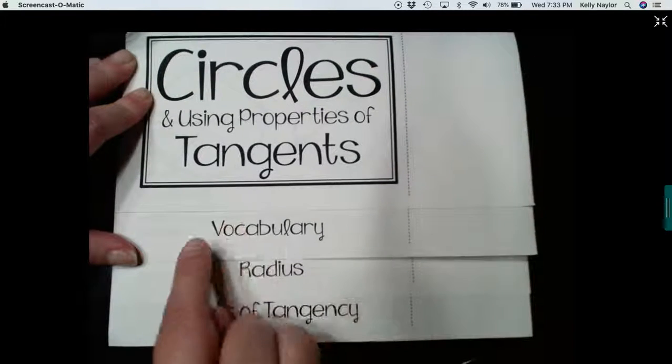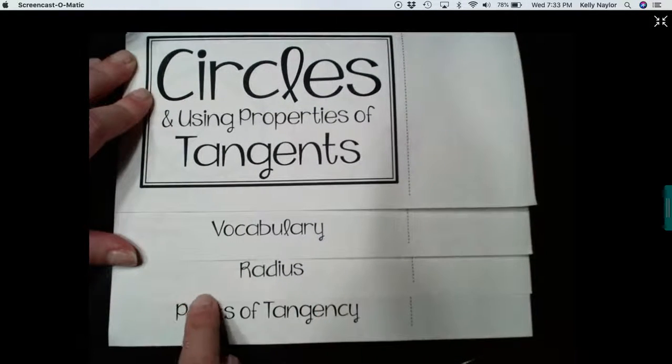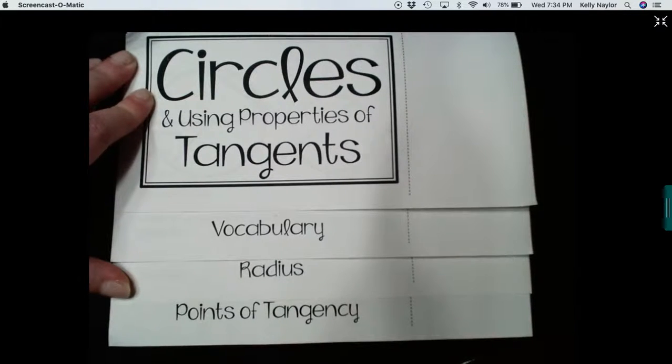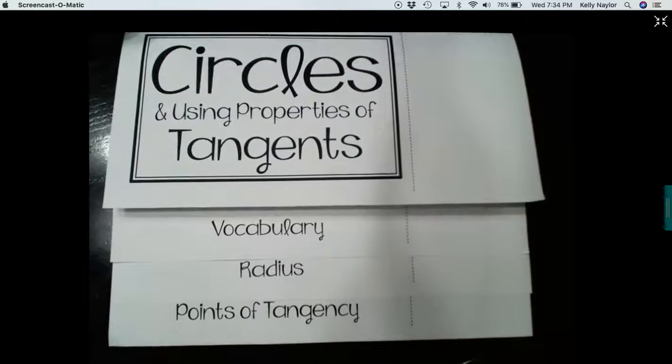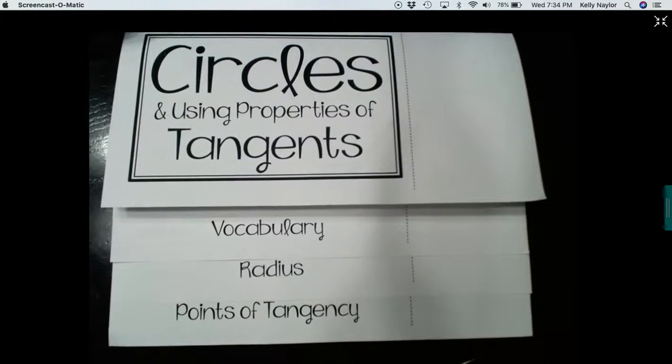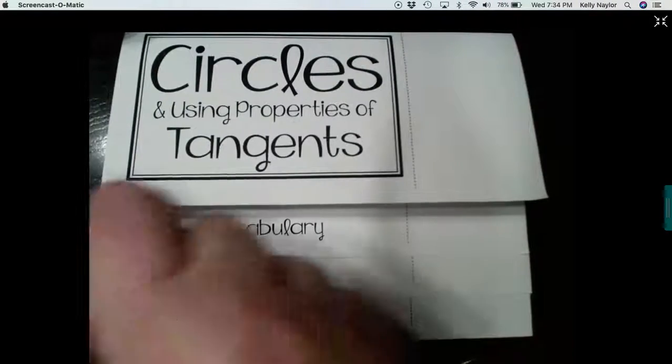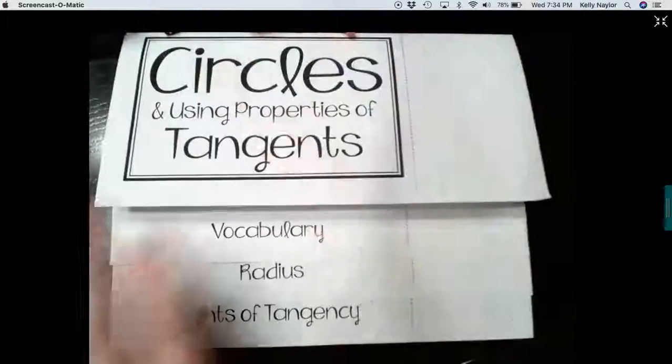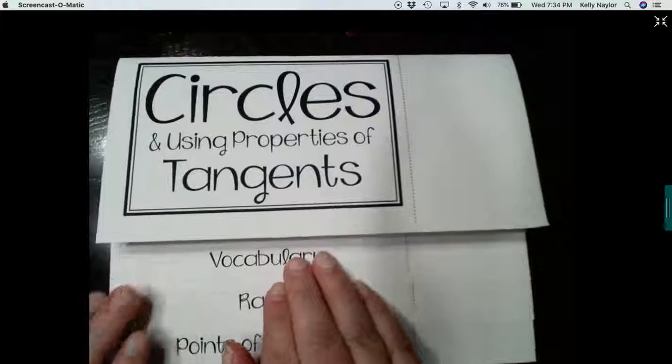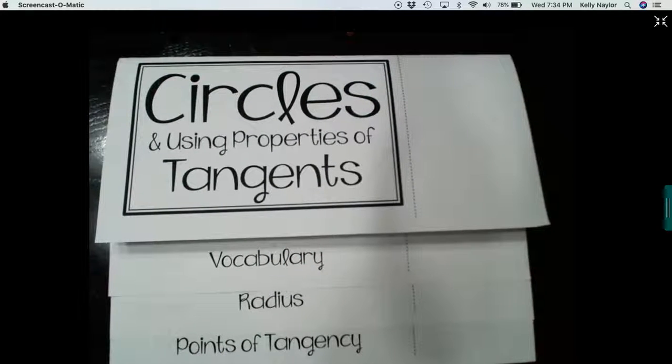Today our goal is to get through the vocabulary page and then the radius page. And then our following day we'll talk about the points of tangency. So again, if you need to pause, go ahead and do so. And the first thing we're going to do is talk about some vocabulary. A lot of these terms you've probably already heard of before. They should look familiar to you.